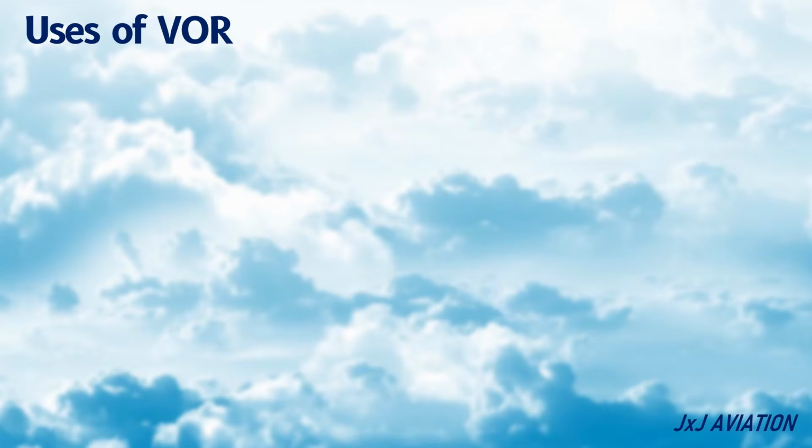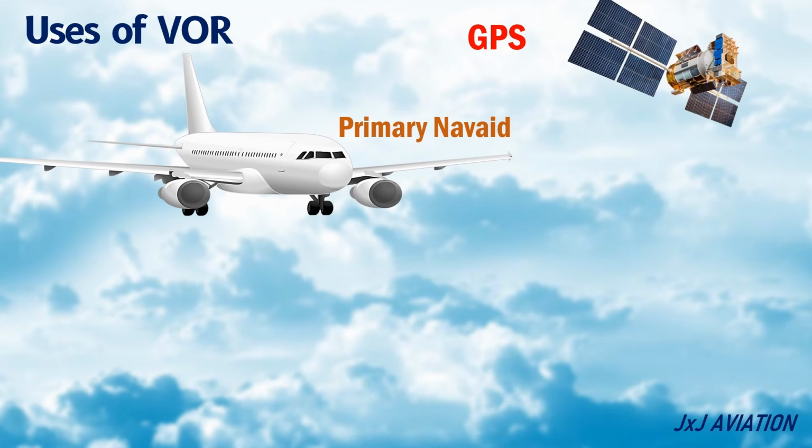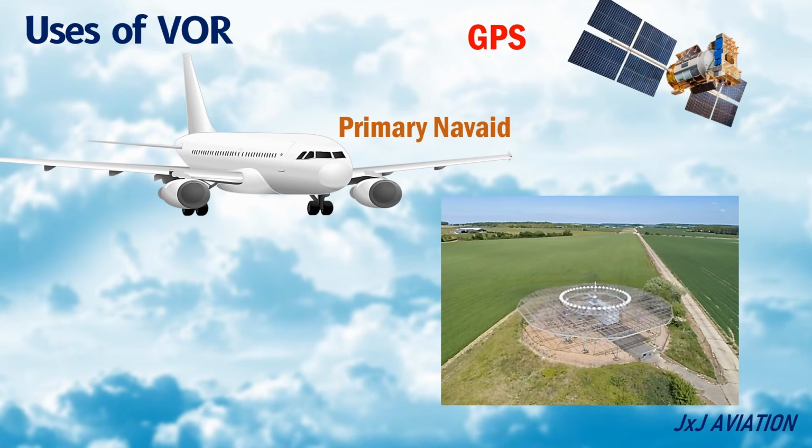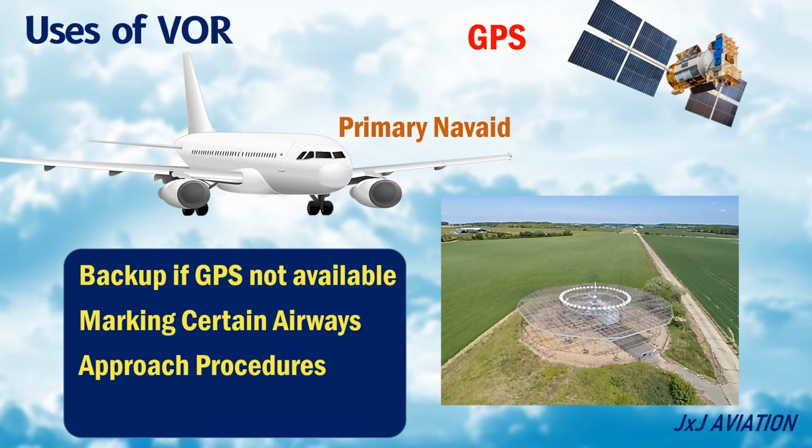Nowadays, GPS is the primary NAVAID that is used in most of the modern aircraft. But VOR is also available as backup, or for marking certain airways, for approach procedures, or as a holding point.